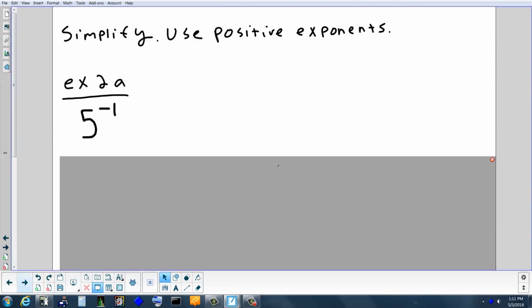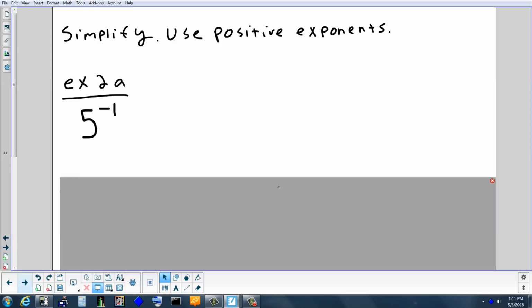Okay, so the directions here say simplify only with positive exponents. So when we're done, no negatives. Now, we're supposed to move things in the fraction. Problem, that's not a fraction. How do I make it a fraction? There's a 1 underneath it, right? That 2a was just the example. You're going to do -1 times 1.